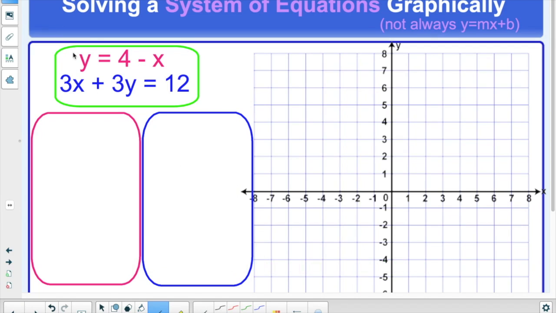For this example, you'll see y equals 4 minus x is already in slope-intercept form, so we don't really have to do anything with that. We can just go ahead and graph that. So starting at 4, and then the slope is going to be negative 1, so it's going down 1 over 1 to the right, or up 1 over 1 to the left. So we create this line right here.